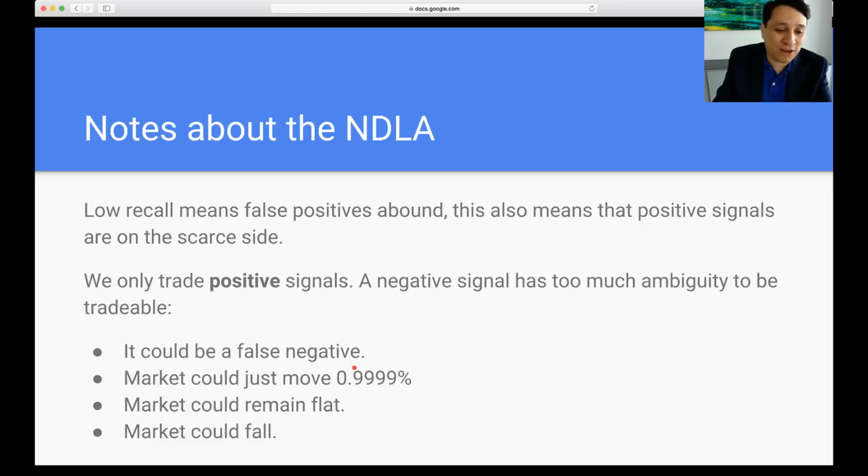So the negative signal doesn't mean that the market is going to fall. The market could just move a little bit. The market could remain flat, no movement whatsoever. Or the market could fall. There are too many possibilities for a negative signal, so to me, they are useless.